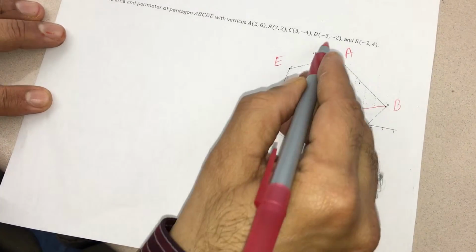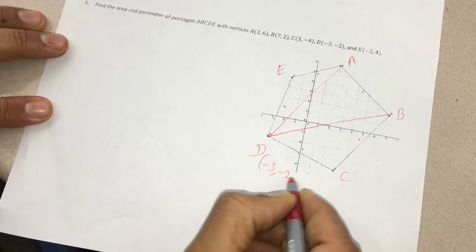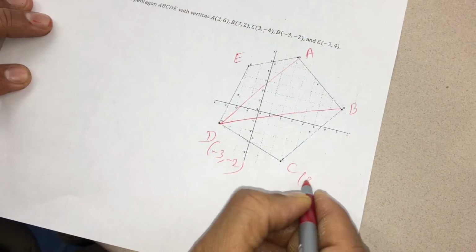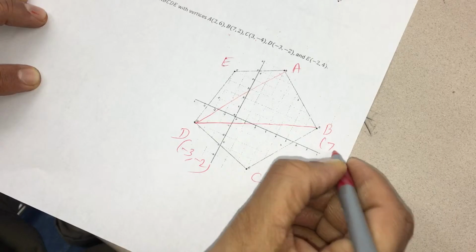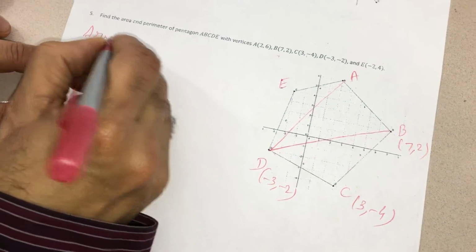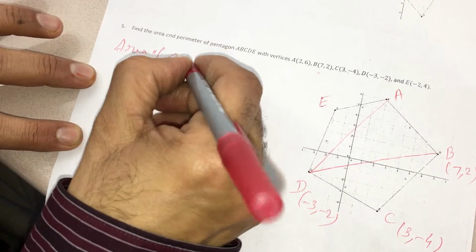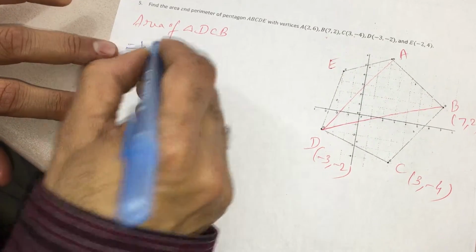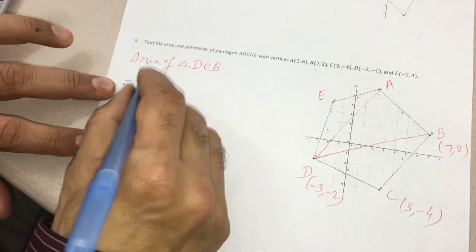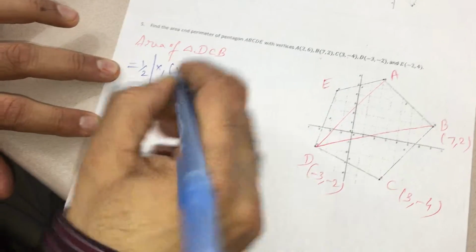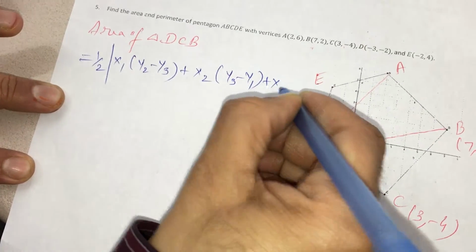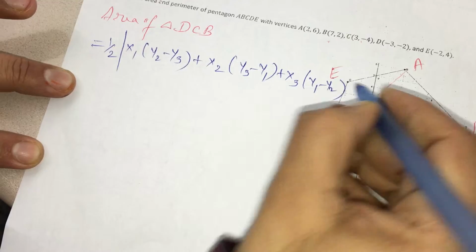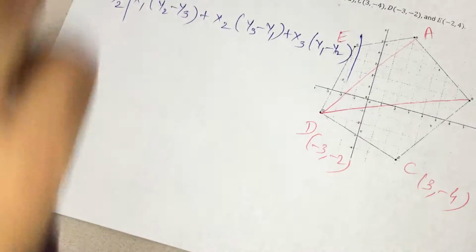DCB. What are the coordinates of D? -3, -2, and C. C is 3, -4, and B. B coordinates are 7, 2. So, area of triangle DCB. And let me write one time the formula: half x1 modulus begin, y2 take away y3, plus x2 times y3 minus y1, plus x3 times y1 minus y2. And this formula, if I use, I get like this.